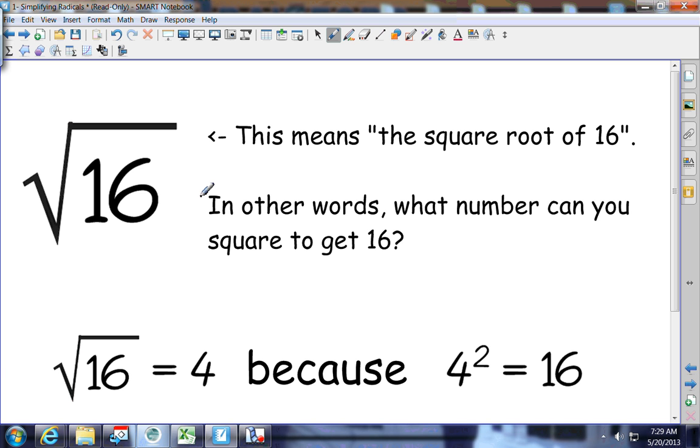This means the square root of 16. In other words, what number can you square to get 16? The square root of 16 is 4 because 4 squared is 16. So basically, instead of how we do 4 squared, the square root is the opposite, right? 4 squared is 4 times 4. That gives us 16. If you take the square root of 16, you're trying to go backwards.